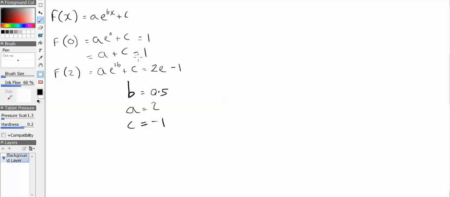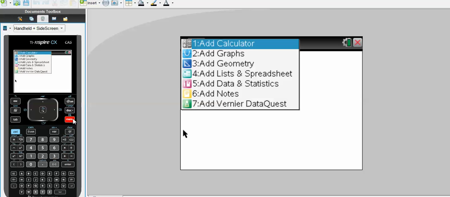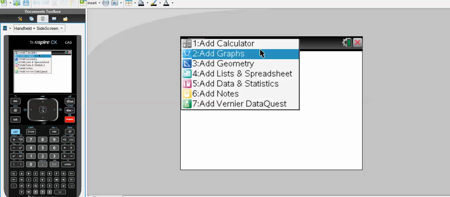So let's see if this works. Oh, check it out. Right, so now I'm going to go to menu, add graphs. Because the thing is, it's a calculator paper, so I can check my answer now. I can make sure I've got it right. Oh, is this going to work? Oh, there we go. Okay. And I'll type in my value there.